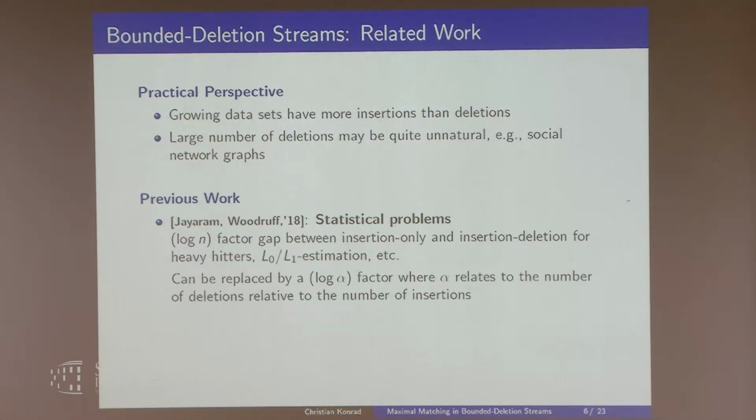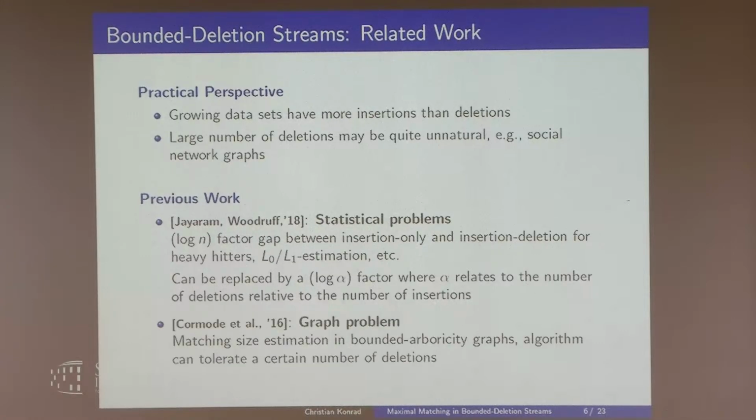Now, regarding previous work from our area, bounded deletion streams have been explicitly studied. There's this paper by Jayaram and Woodruff. They look at more statistical problems like heavy hitters, L0, L1 estimation, and they observe that there is a log n gap when you go from insertion only to insertion deletion. They do bound the number of deletions, not quite as directly with a fixed parameter, but they look at the ratio of the number of deletions in the context of the number of insertions. And they see that you can replace this log n gap by a log alpha gap, where alpha relates to the density of the number of deletions relative to the number of insertions.